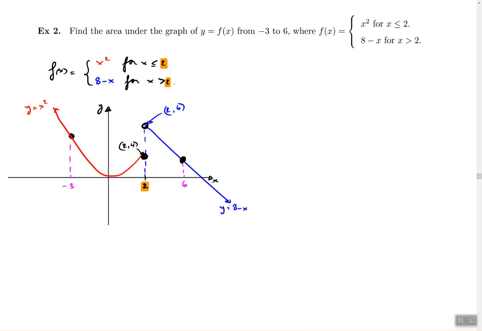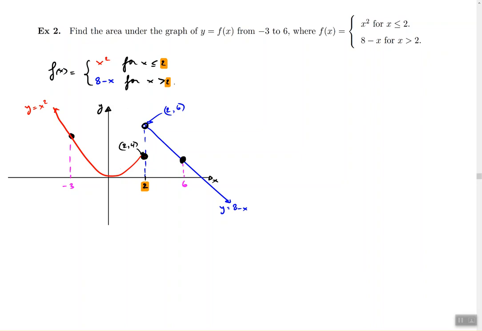Okay, so here's the graph for this function f of x, and the graph is a piecewise graph. There are two pieces, a red one and a blue one. The piece that's in red is the graph of x squared, and that graph looks like a U shape until we get to 2. And then after that, we get an 8 minus x graph, which is a straight line going kind of downhill.